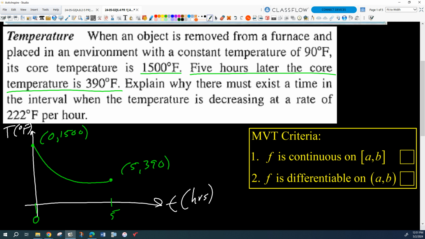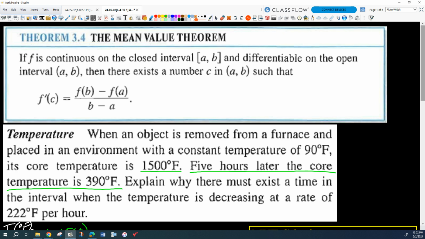What do you think? You got an idea, I can tell. What are you going to say, Ashley? I think you know. So we're talking about the MVT, right? Think about how MVT could apply here.